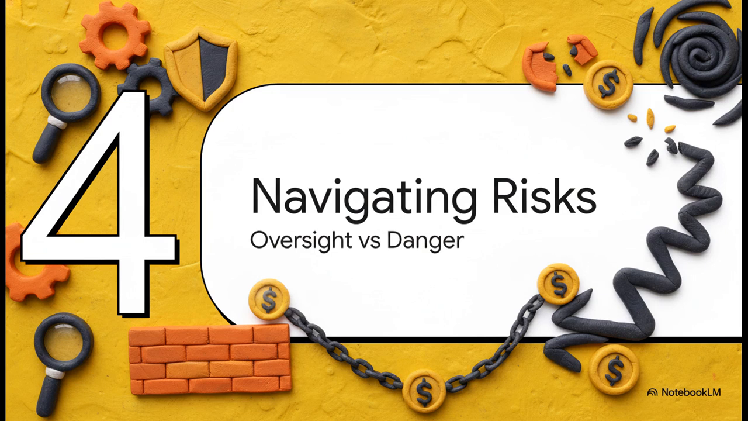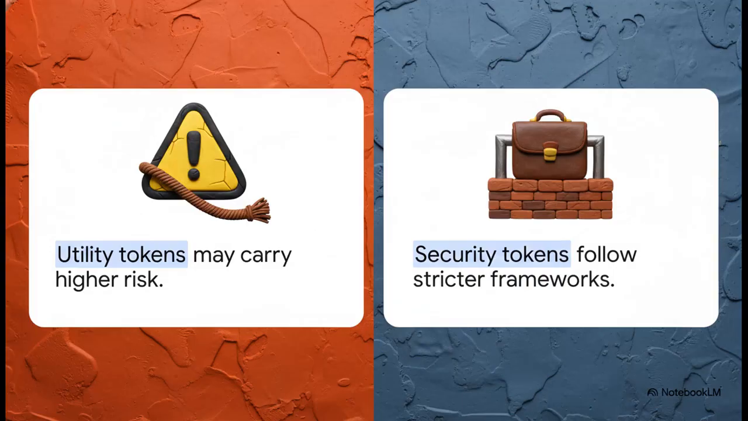Which brings us to Section 4, navigating crypto risks and the balance of oversight versus danger. Look, understanding definitions is great and all, but understanding your personal financial safety, that's essential. Because utility tokens are mostly unregulated, they inherently carry a much higher risk profile. There's simply less oversight looking out for the buyer. Basically, if the ecosystem fails, your access key becomes totally useless.